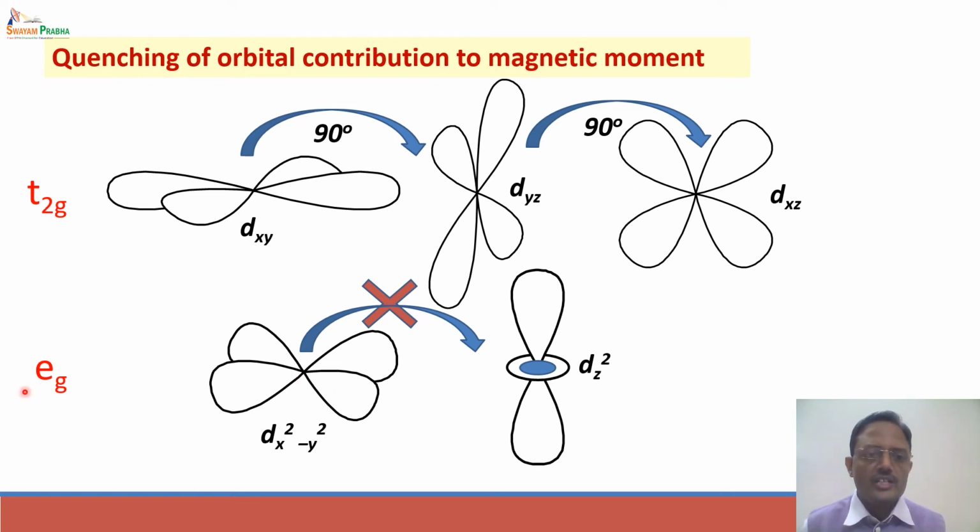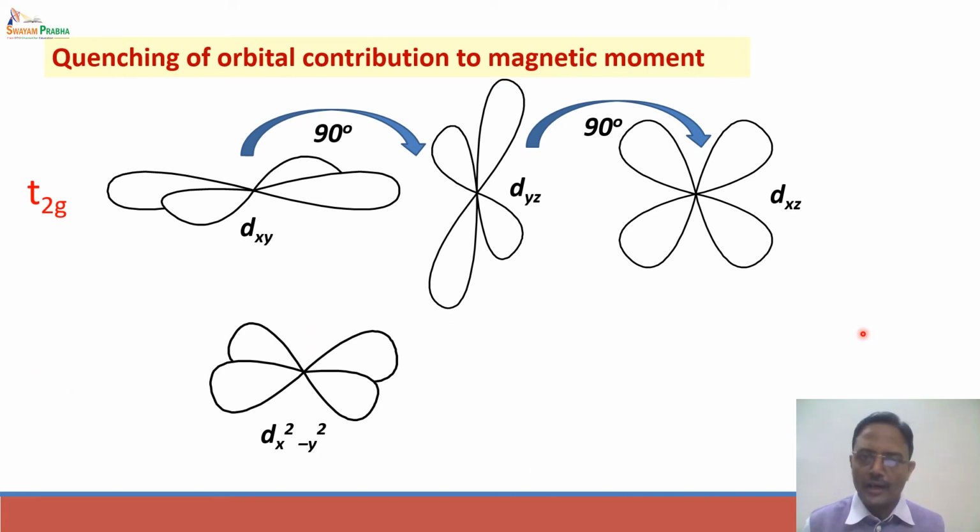Hence, EG orbitals do not cause any orbital contribution to the magnetic moment. Only those orbitals which have a property of rotation to transform into another orbital can contribute to magnetic moment. It means that EG orbitals have no orbital contribution to magnetic moment at all. So forget about this. Now coming to T2G.